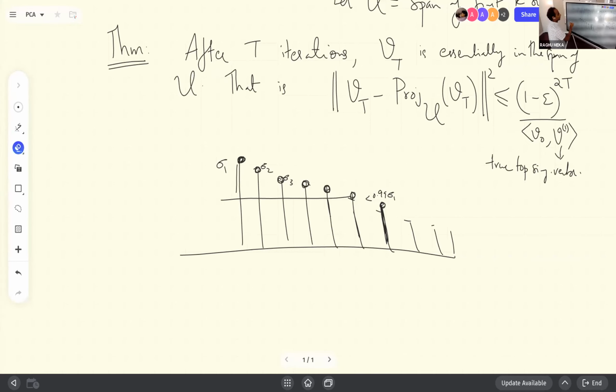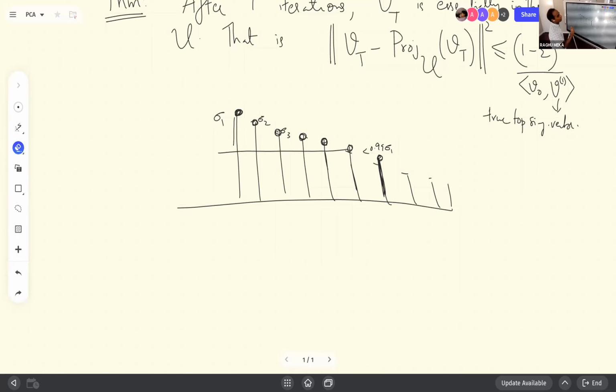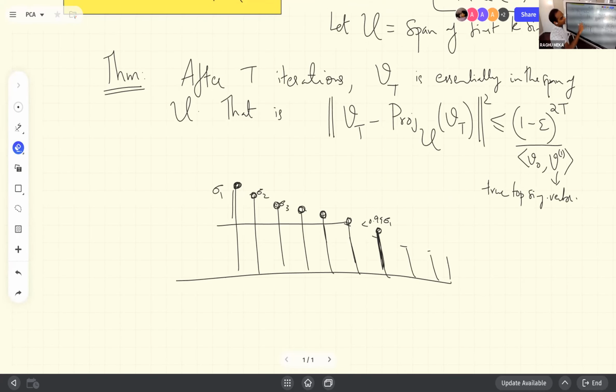So let me say the general thing, and then we will focus on the more special case. Let me not erase this. After t iterations, we know that Vt is essentially in the span of the first k singular vectors, whichever get a value which is 1 minus epsilon times sigma 1. And depending on epsilon, that determines how many iterations we need to run.